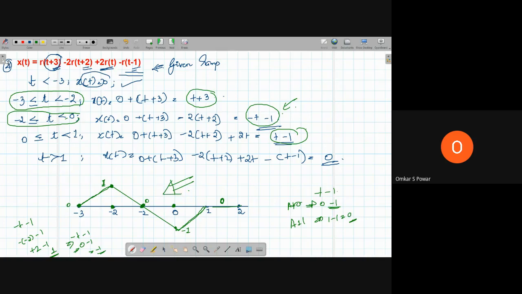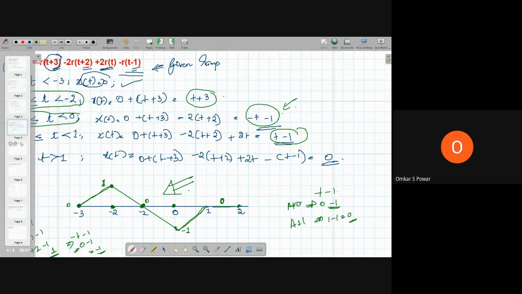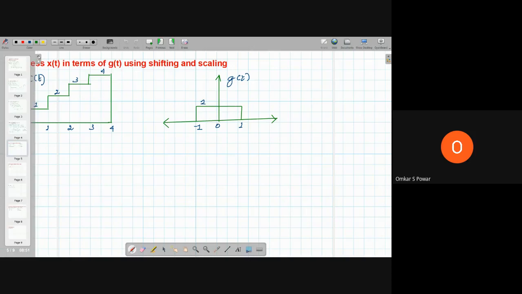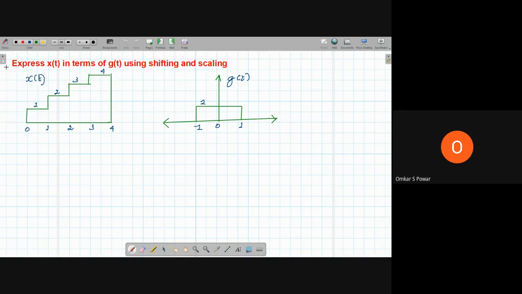Now we have seen how to plot the unit step function and the ramp function. We will go for some complicated problem here. In the exam, they will give us x of t expressed in terms of g of t using shifting and scaling. So this signal is already existing, and you have to express x of t in terms of this block. So how do you express it?